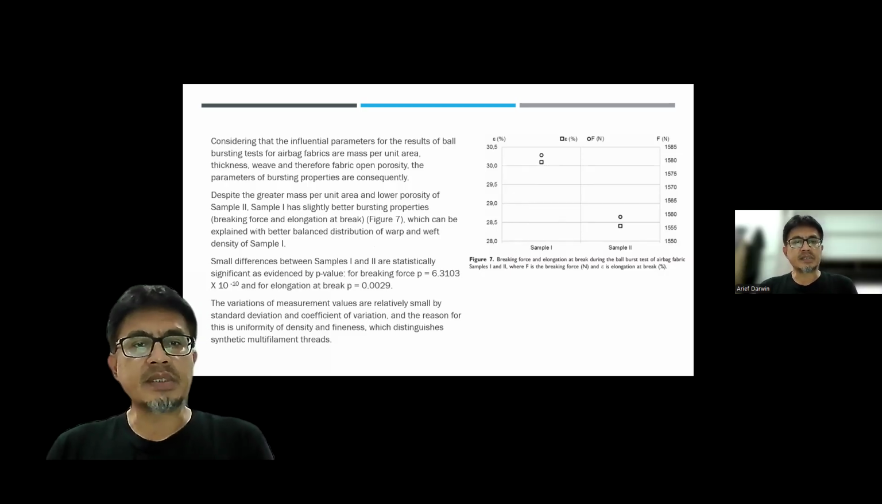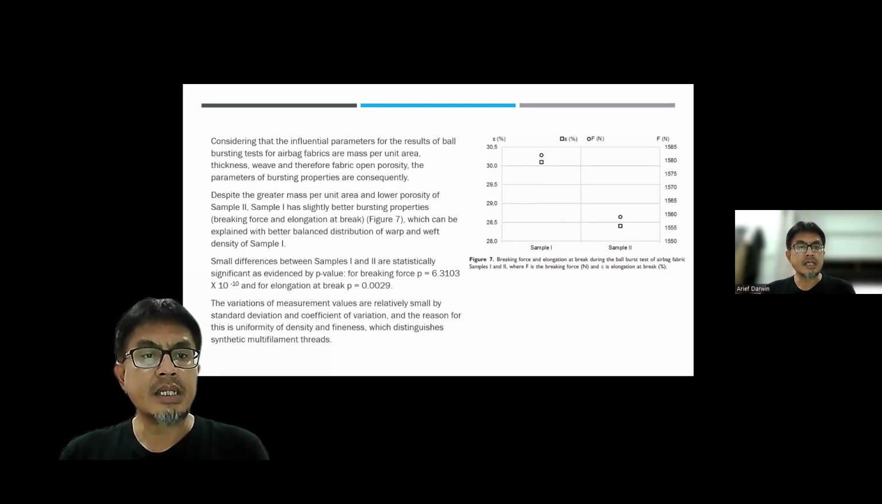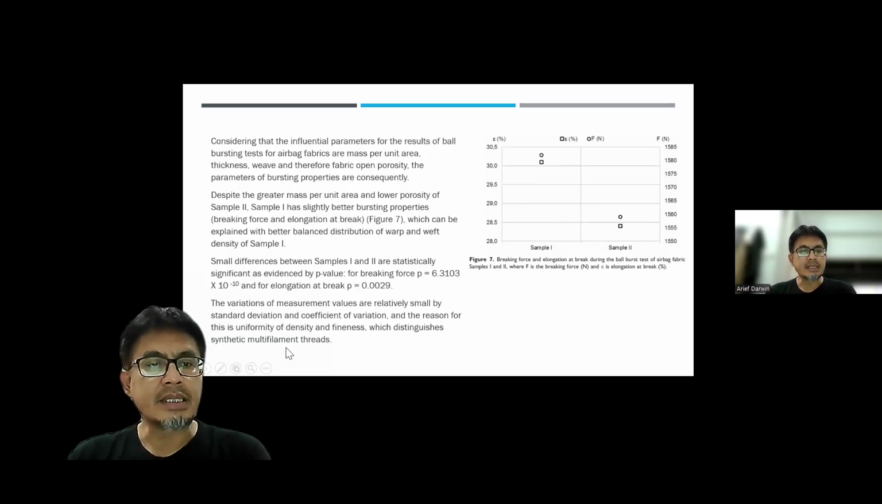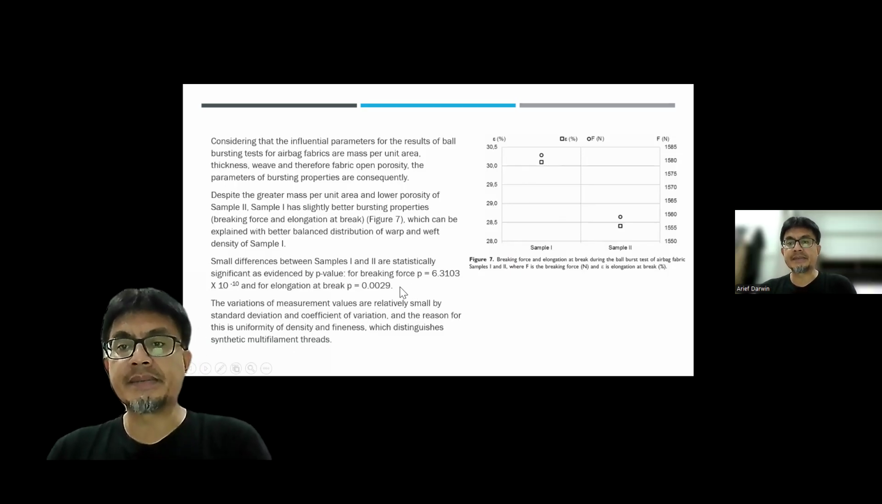Small differences between sample 1 and 2 are statistically significant, as evidenced by the p-value for the breaking force and for the elongation at break. The variation of measurement values is relatively small by standard deviation and coefficient of variation. The reason for this is the uniformity of density and fineness, which distinguishes synthetic multifilament threads.